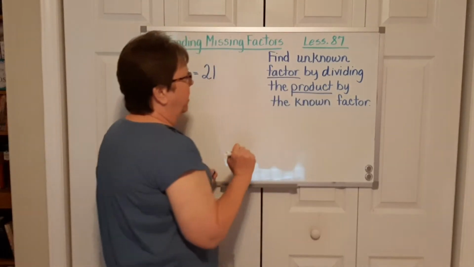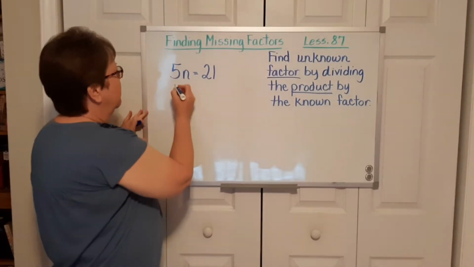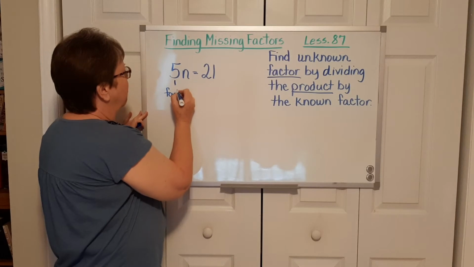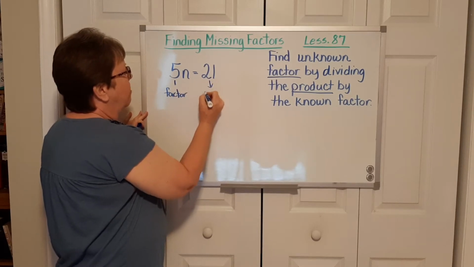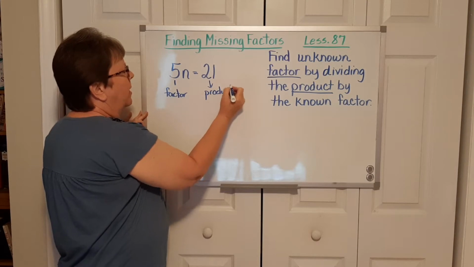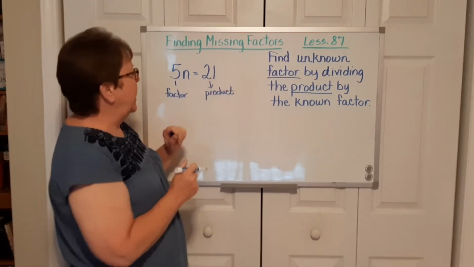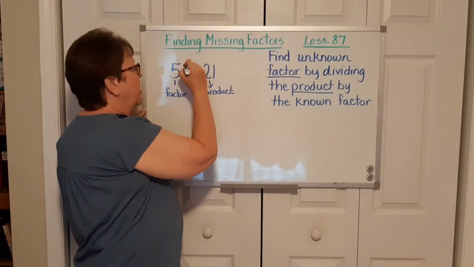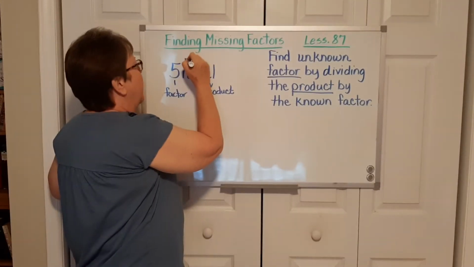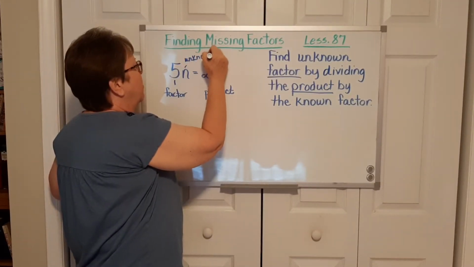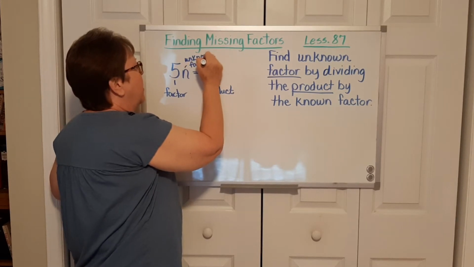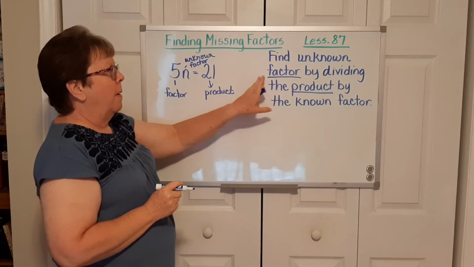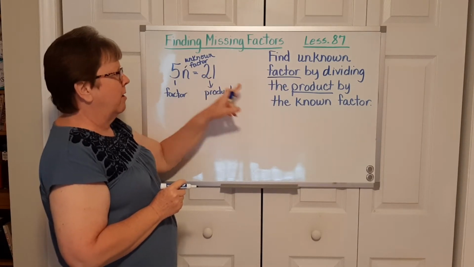Now, some key terms here: factor and product. If you see a problem like this, this is a factor, and this is a product. So you may want to copy that problem into your flip chart as well and label it. To find the unknown factor, which is n because we don't know what n is equal to yet, you divide the product by the known factor. This is your known factor because you know what it is.